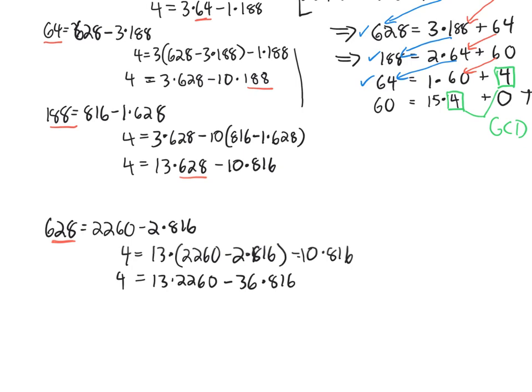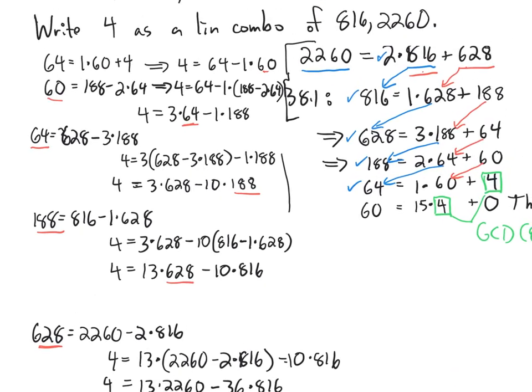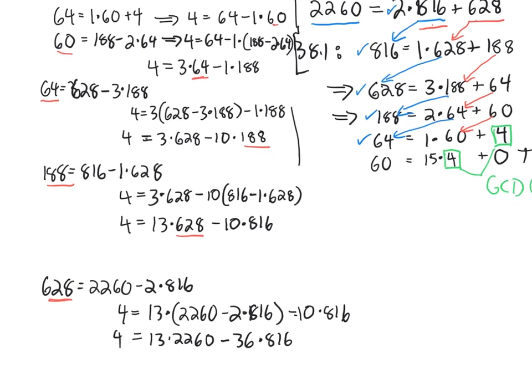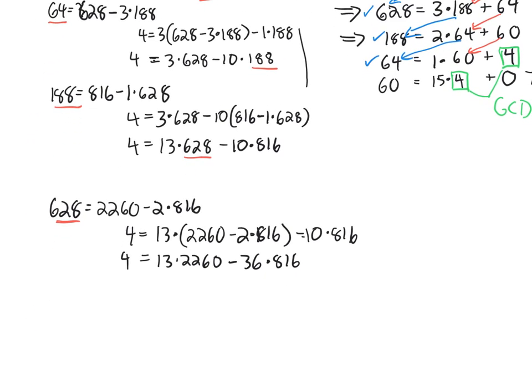All you're doing, again, is back substituting all of our equations here into the one above it to get a linear combination of the two original values, 2260 and 816. It's basically doing Theorem 39.1 in reverse.